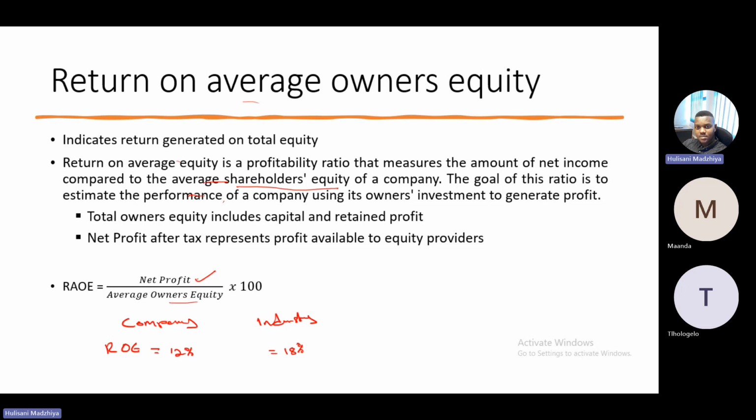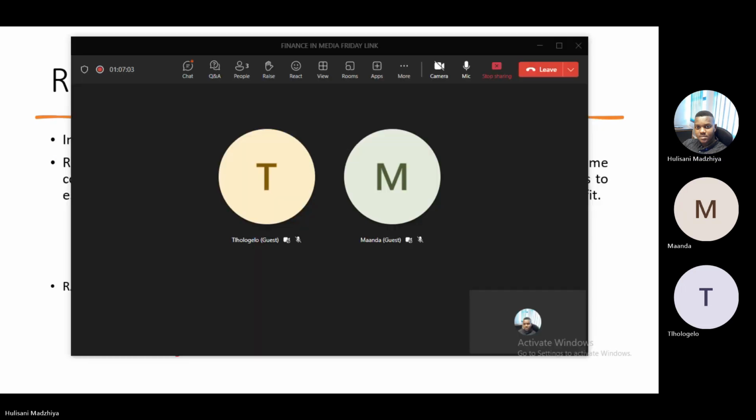So any question, guys, on the profitability ratios? Any question on the profitability ratios? No question on the profitability ratio.